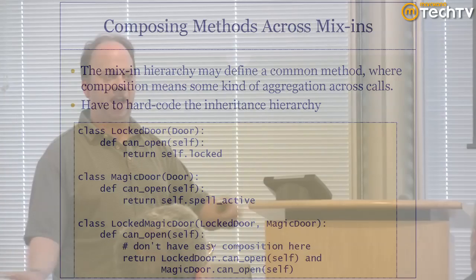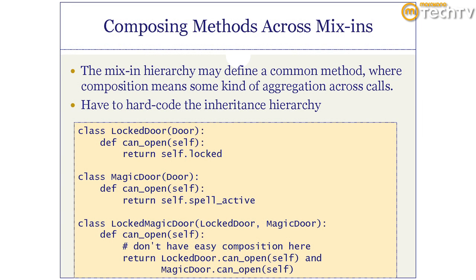The final issue is, let's say you have some method and many of the different mixins implement this method and you want some way to aggregate the results. So here we want to say whether the door can be opened. You can do that, but ideally you don't want to be using this style where you're directly referring to your base classes, because you're hard coding that inheritance and implementation into the thing. So you'd like a more elegant solution.